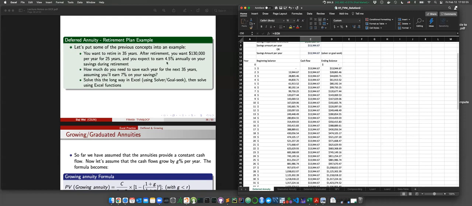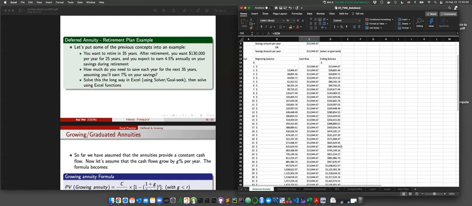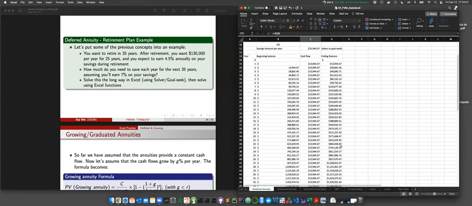You expect to earn 4.5% on an annual basis during the retirement stage. Now the question is asking how much you need to deposit each year for the next 35 years, assuming you earn 7% on your savings. Save this for a moment and think about how to solve this problem. Please pause the video for a second and think actively about how you would address this problem.